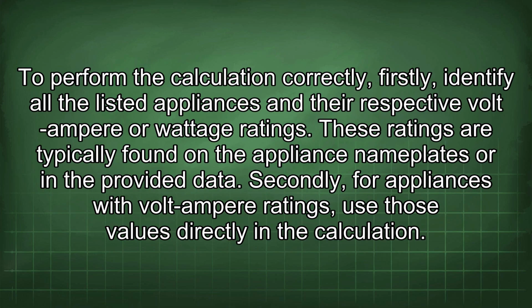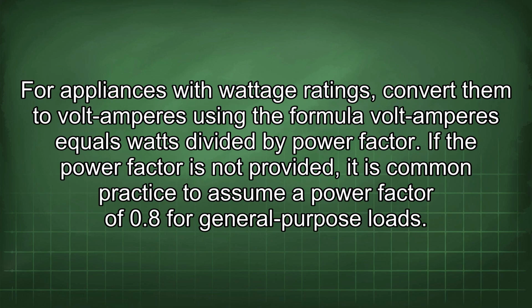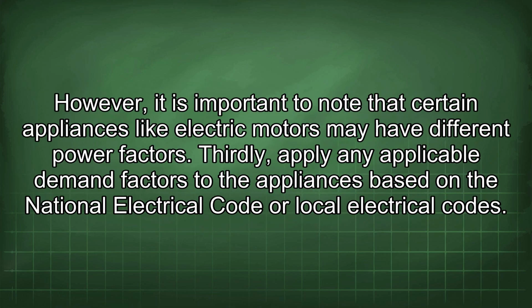To perform the calculation correctly, firstly, identify all the listed appliances and their respective volt, ampere, or wattage ratings. These ratings are typically found on the appliance nameplates or in the provided data. Secondly, for appliances with volt-ampere ratings, use those values directly in the calculation. For appliances with wattage ratings, convert them to volt-amperes using the formula volt-amperes equals watts divided by power factor. If the power factor is not provided, it is common practice to assume a power factor of 0.8 for general-purpose loads. However, it is important to note that certain appliances like electric motors may have different power factors.